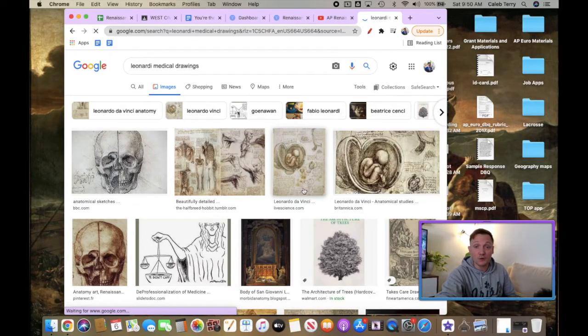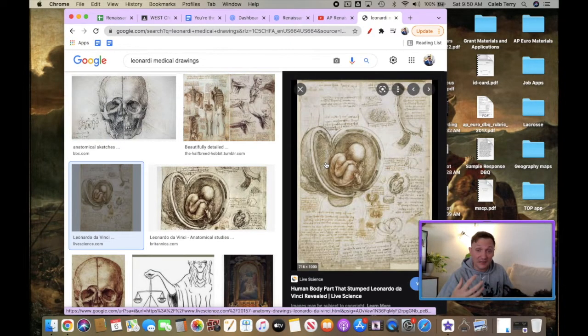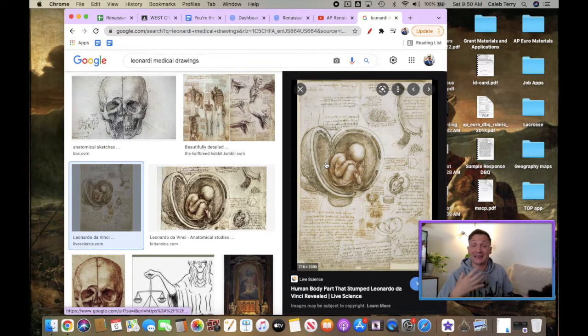One of the most famous ones is this one, the image of a fetus inside of a woman that had actually recently died. So a woman and a baby had actually died together. They were buried in a graveyard outside of Florence. He had the body exhumed. He did an autopsy on it. This was illegal at the time, but he did it anyway.